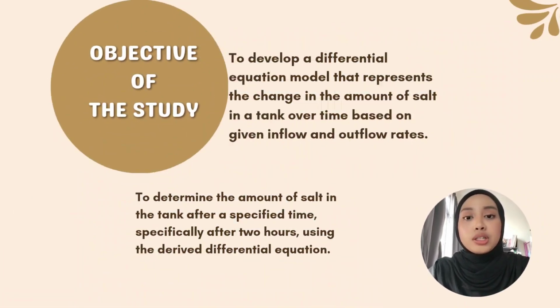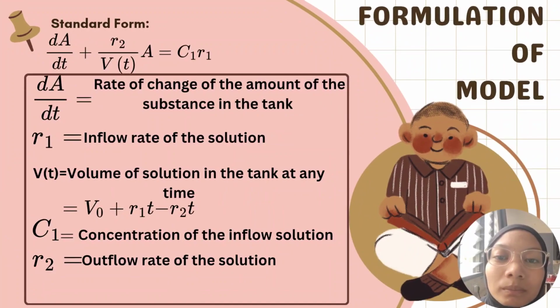derived differential equation. To solve the problem about the mixture, the standard form that we need to construct is dA over dt plus R2 over V(t) times A equal to C1 R1. Each of the variables has its own meaning, such as dA over dt is the rate of change of the amount of the substance in the tank, and R1 is the inflow rate of the solution. C1 is the concentration of the inflow solution, while R2 is the outflow rate of the solution.